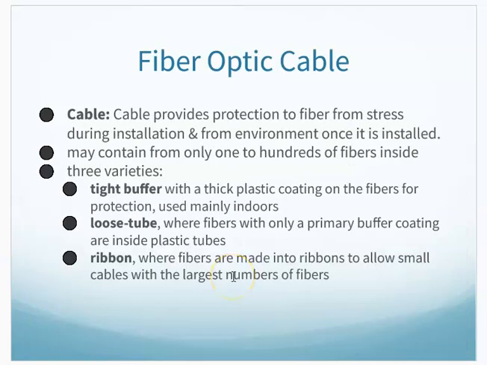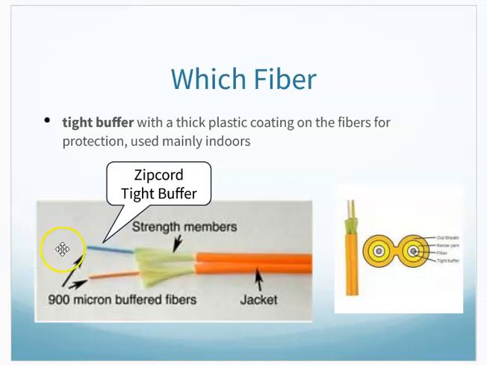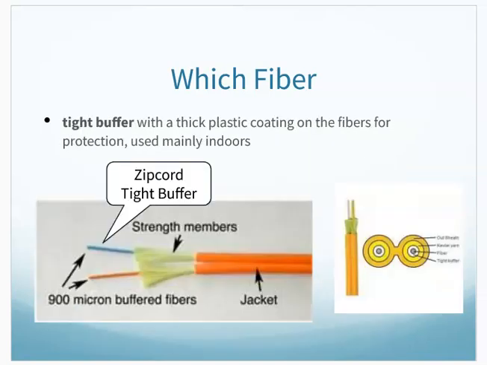The cables we're dealing with can be tight, loose, or ribbon cable: tight buffer, loose tube, or ribbon. So as we look at these, hopefully these pictures look familiar from before. Your tight buffer cable is this zip cord cable. If I look at that individual strand there, that individual strand is your 900 micron buffered fiber. It's almost like another insulation around the fiber that would need to be stripped off before terminating. And again, this is typically indoor use, like backbone between your closets, if you will.